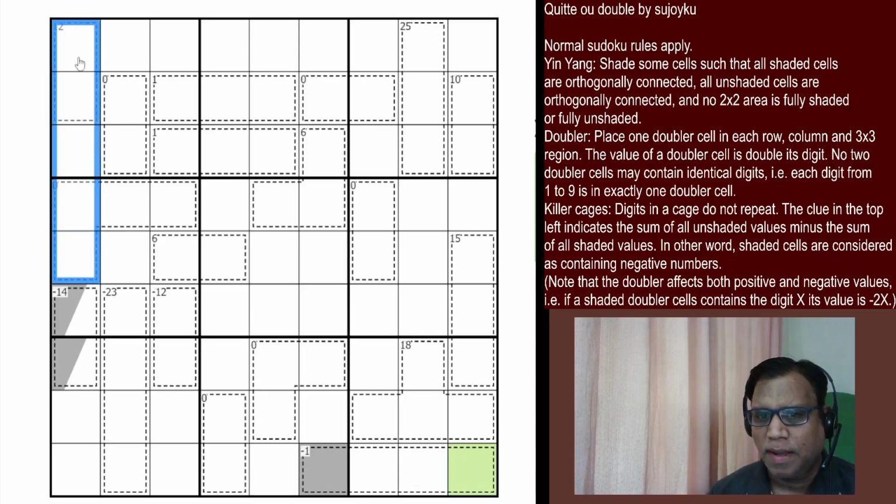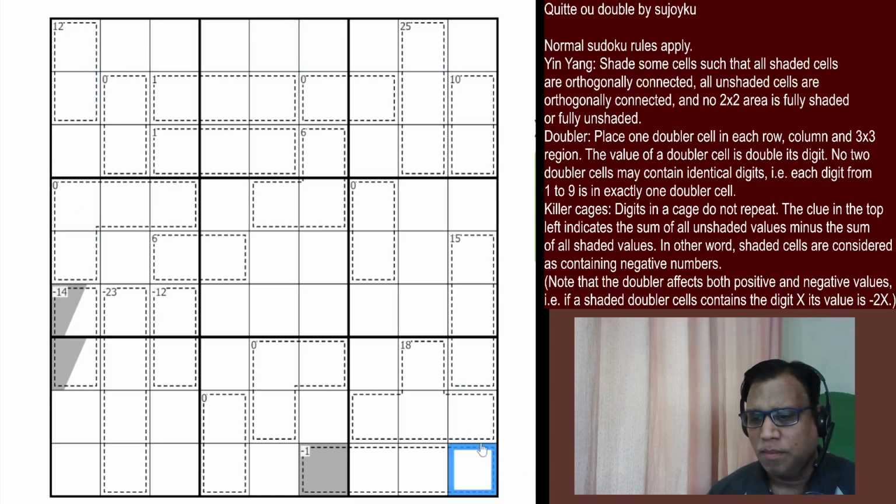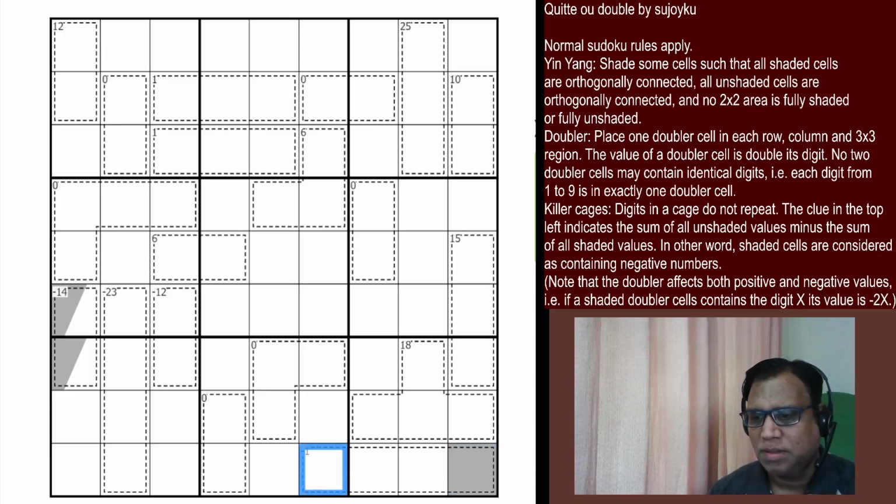You cannot have everything of this as shaded. For example, if this is shaded, this is definitely unshaded, because you can only have one strip. You cannot have shaded, unshaded, shaded, unshaded. And we know that there is definitely one shaded and one unshaded here. Otherwise, you can't have -1.